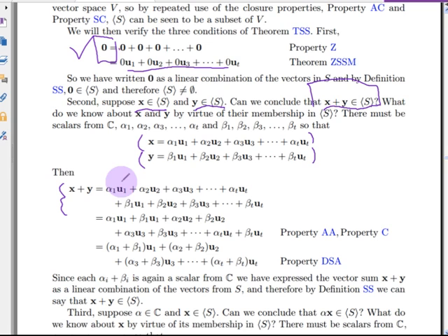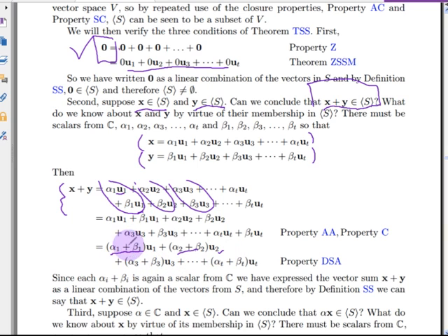Notice that here's a term that involves u1 in x, here's a term that involves u1 in y. We want to group these two together. And that's exactly what's done here. He groups the two terms with u1 together. He groups the two terms with u2 together.